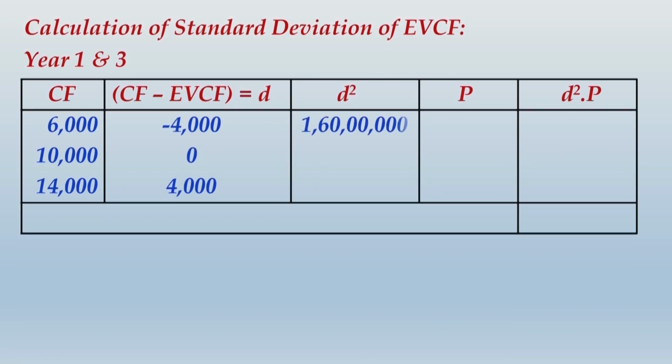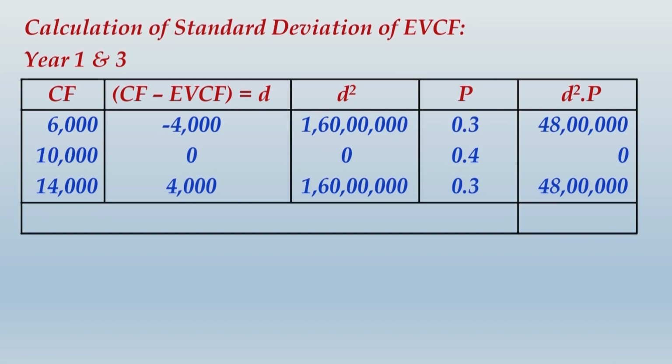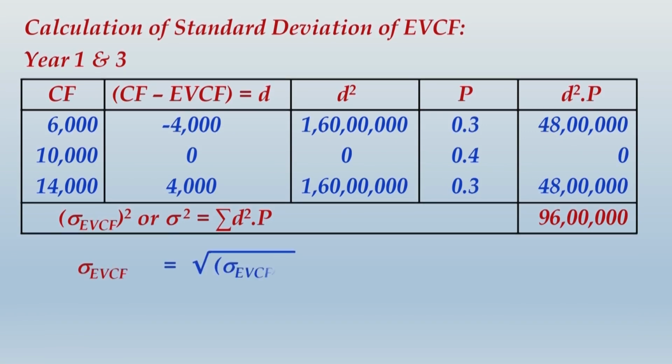Then you compute D square values and then plot the probabilities of each of these outcomes, and you take the last column as D square into P. Taking the summation of D square into P will give you the variance with respect to EVCF, and the standard deviation with respect to EVCF will be the square root of the variance, which comes to 3098 for year 1, and the same will be the calculation for year 3. So mind it, calculations for year 1 and 3 have been made common. So please write up this entire working and then I take you ahead.